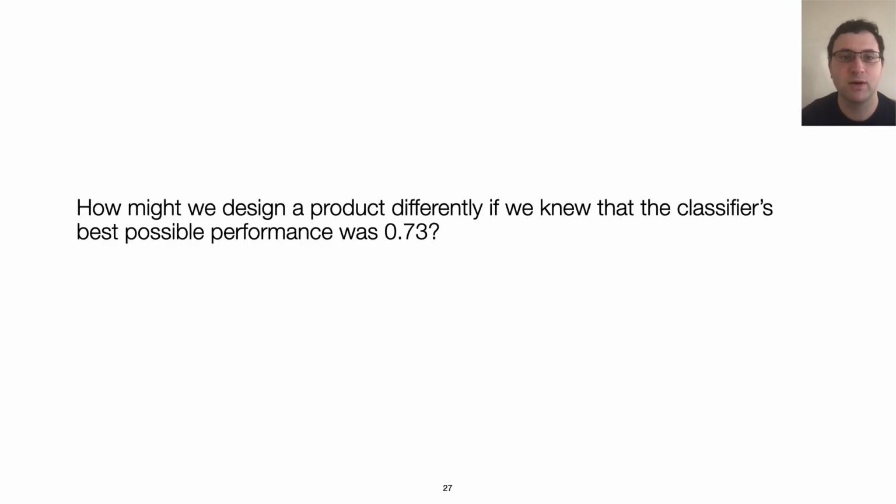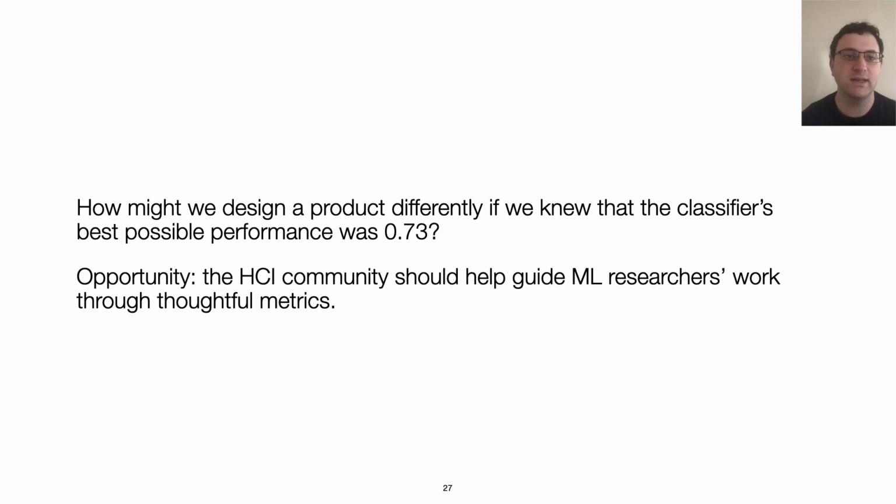So to leave you with some parting thoughts. First, how might we design a product differently if we knew that the classifier's best possible performance was 0.73? And second, this work is just a start. We hope the HCI community will do more to help guide ML researchers' work with better metrics.